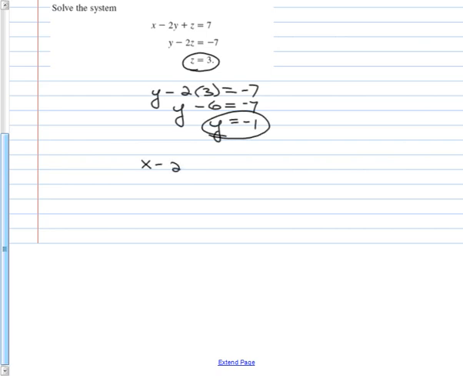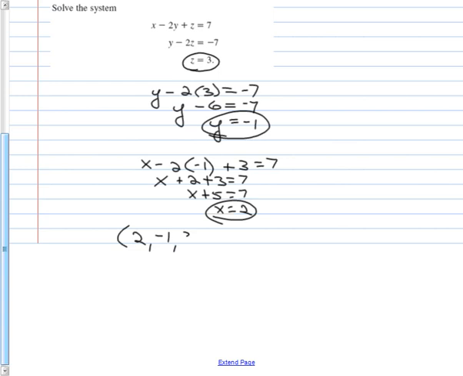Come back to the first. x minus 2 times my y plus my z. What is my z? 3, must equal 7. So x plus 2 plus 3 equals 7. x plus 5 equals 7. x equals 2. I have my ordered triple. 2 is my x, negative 1 is my y, 3 is my z, and I have it solved.